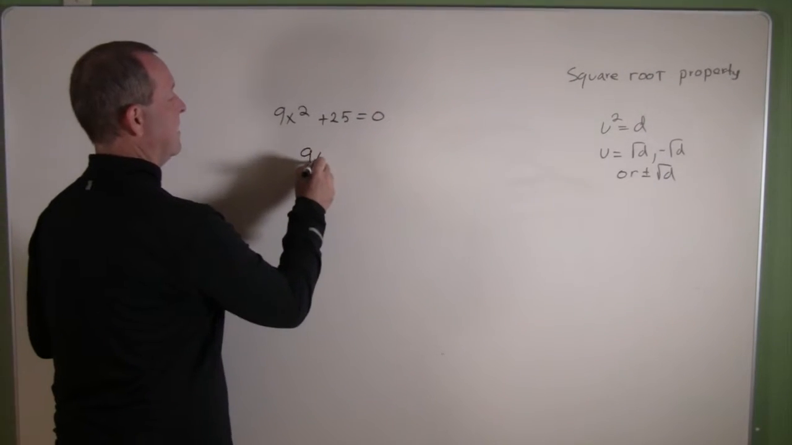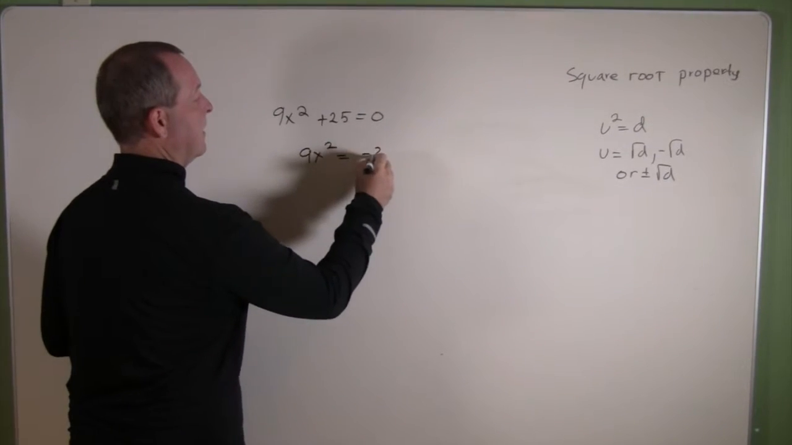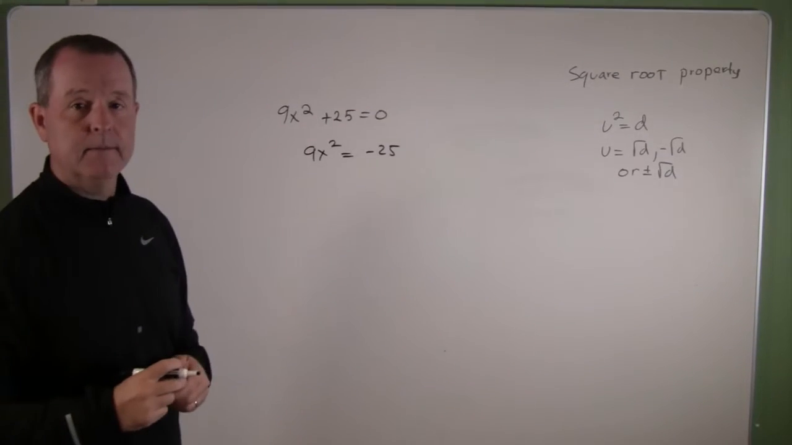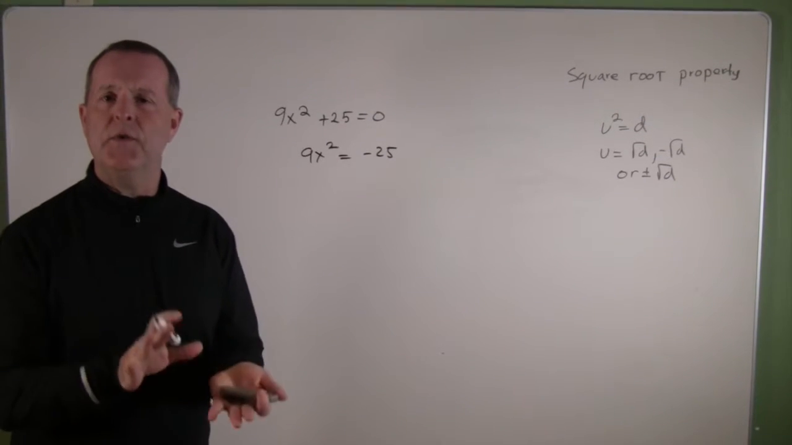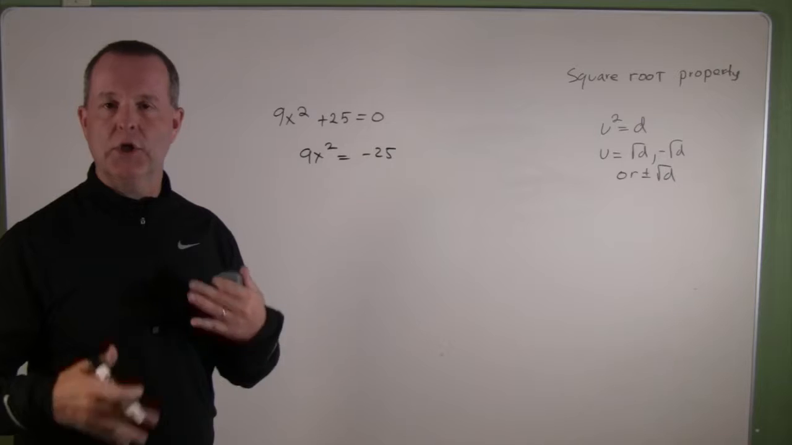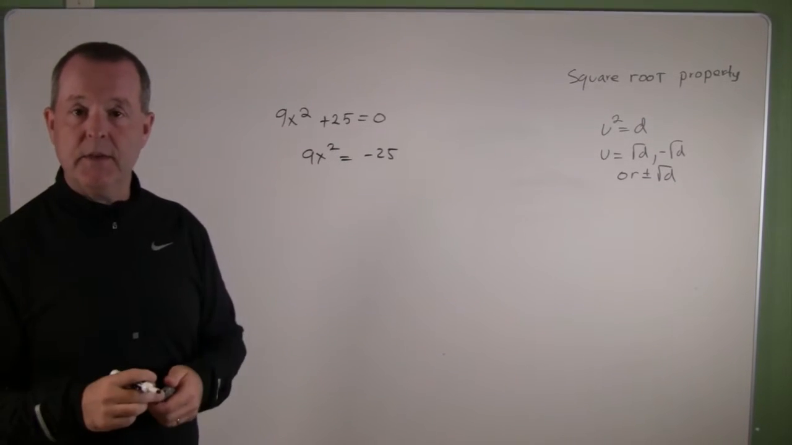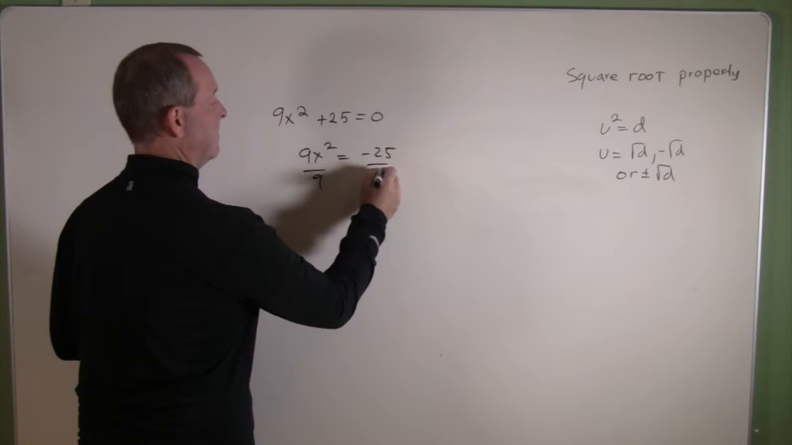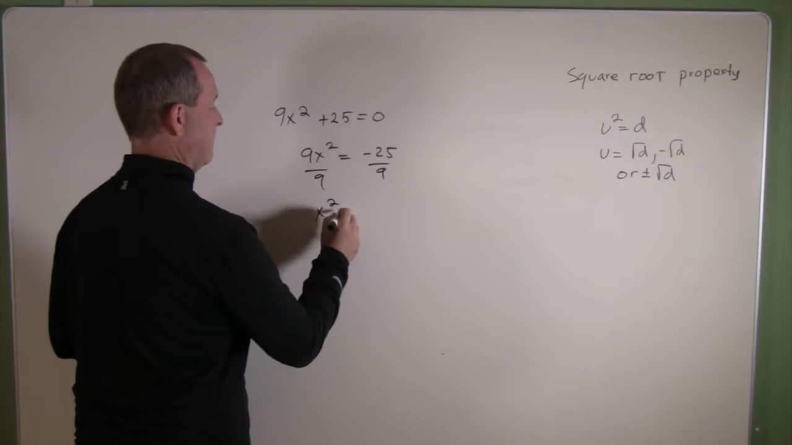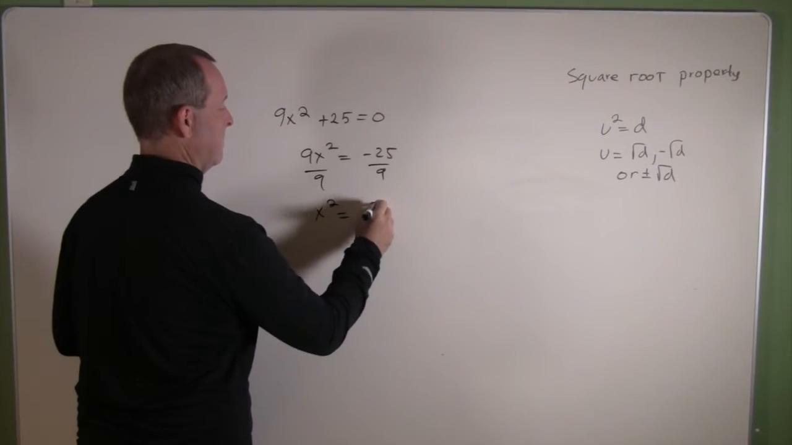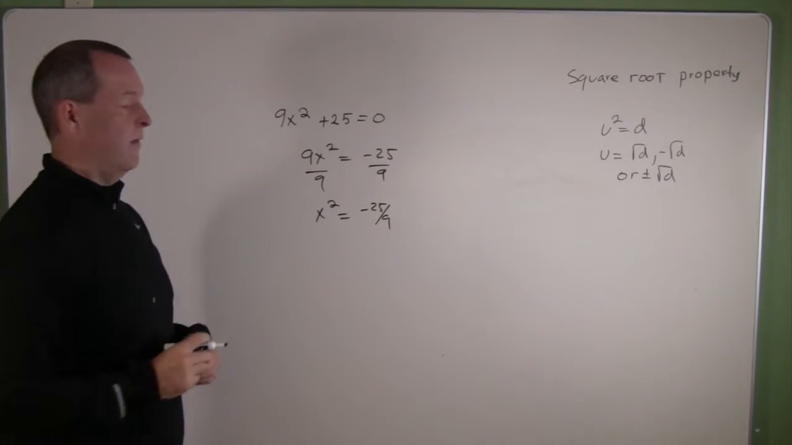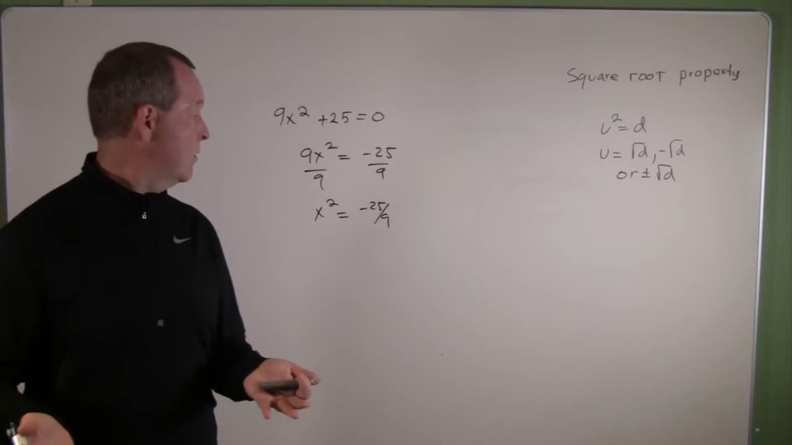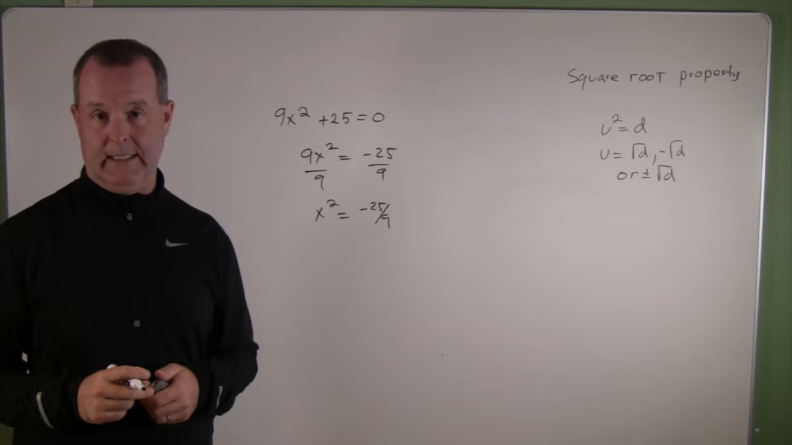So I'm going to first of all get 9x squared and put the constant on the other side, because I want to get down just to x squared equals. So let's do our algebra to manipulate this equation down to x squared. Divide both sides by 9. So I have x squared equals negative 25 ninths.